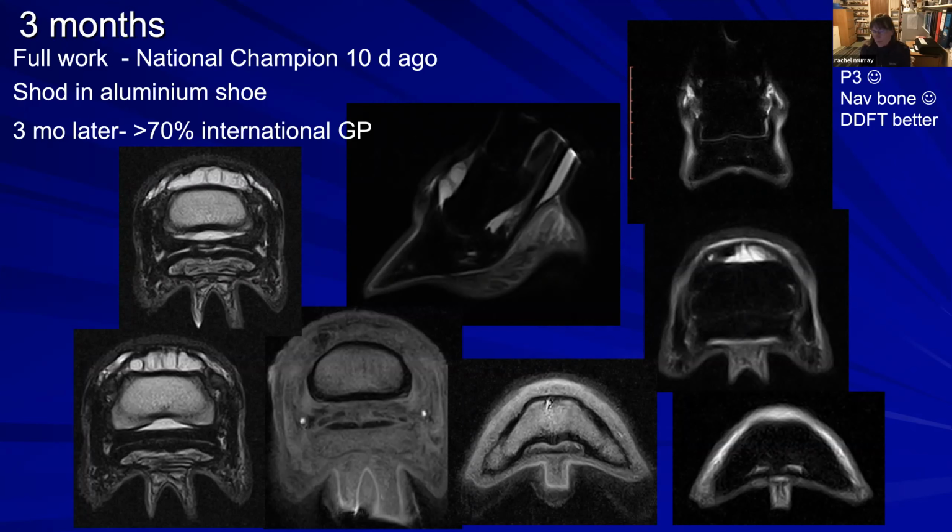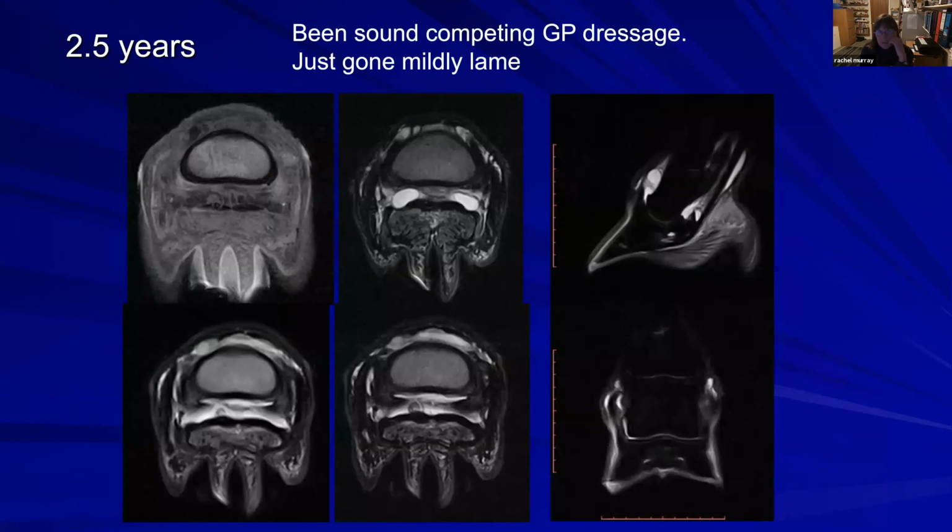So it really helped us with decision making, because in that first month we were pretty nervous about exactly what was going on. And following the MRI gave us more confidence in what we were doing. So that horse was followed again 2.5 years later. That horse stayed sound for 2.5 years competing at that level. And it had just gone mildly lame.